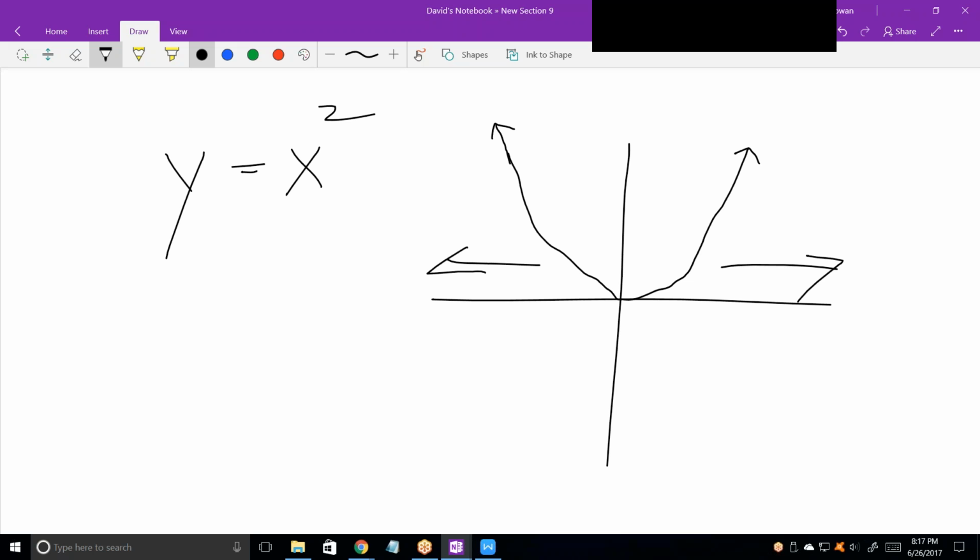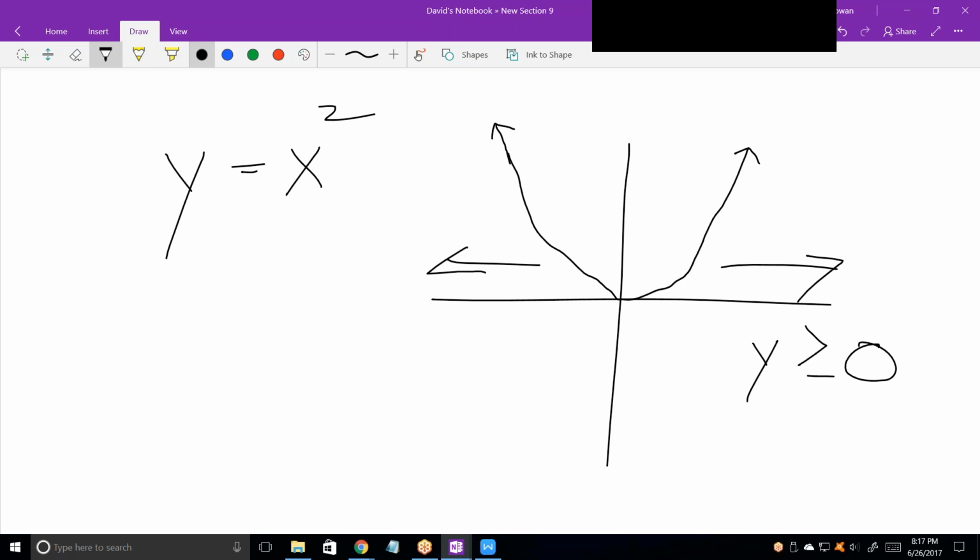Any real numbers still? Because like any positive numbers? Can y be negative? You see any negative y's on there? No. So y can't be negative. Can y be 0? Yes. Okay. So it looks to me like y has to be greater than or equal to 0 according to the graph only. Otherwise, I don't see any negative y's.